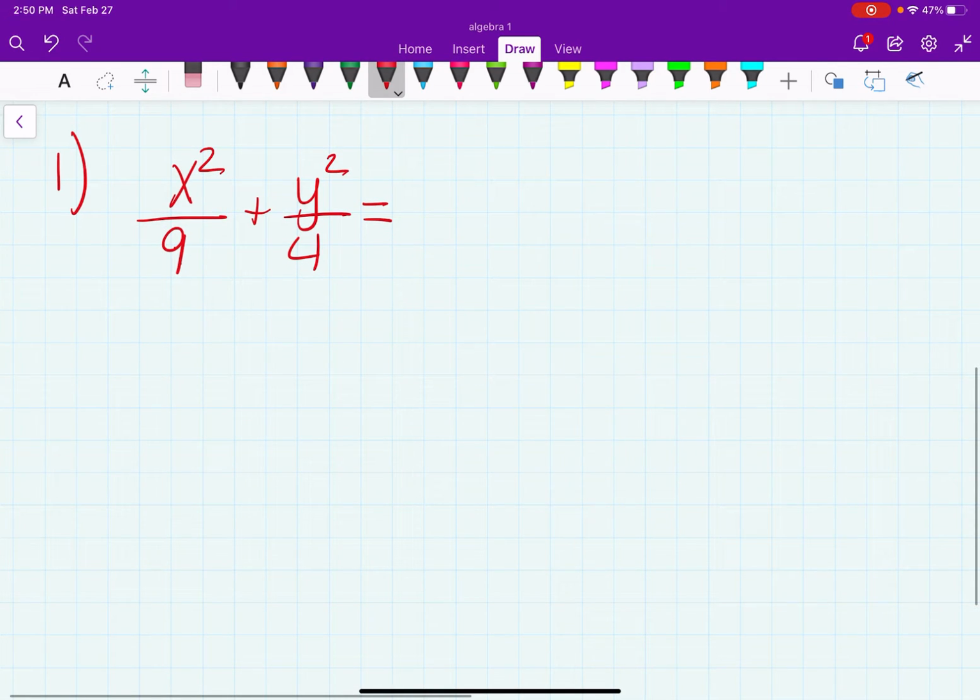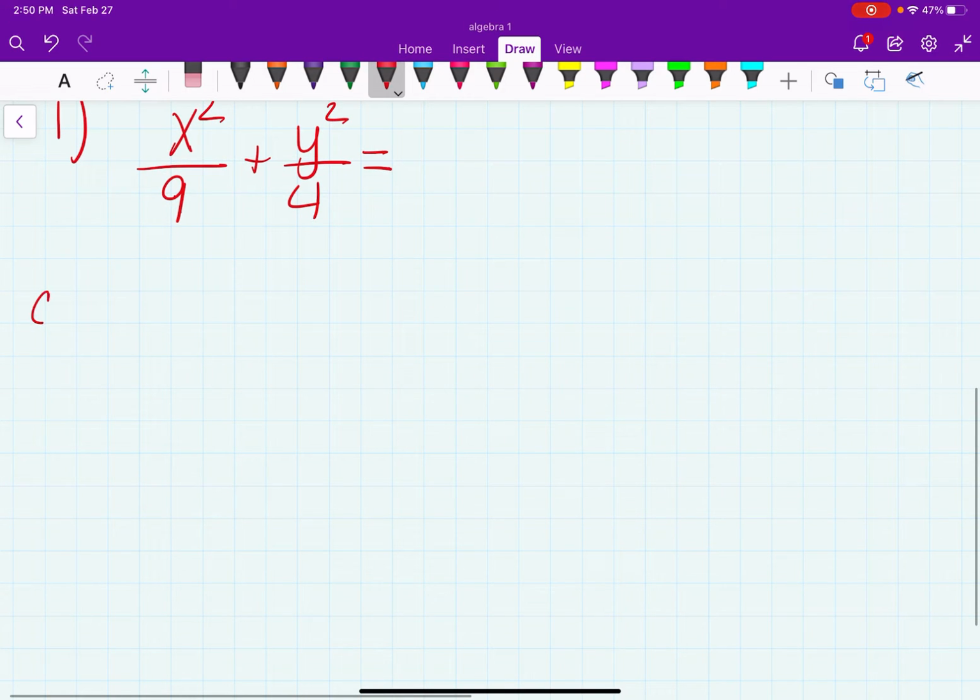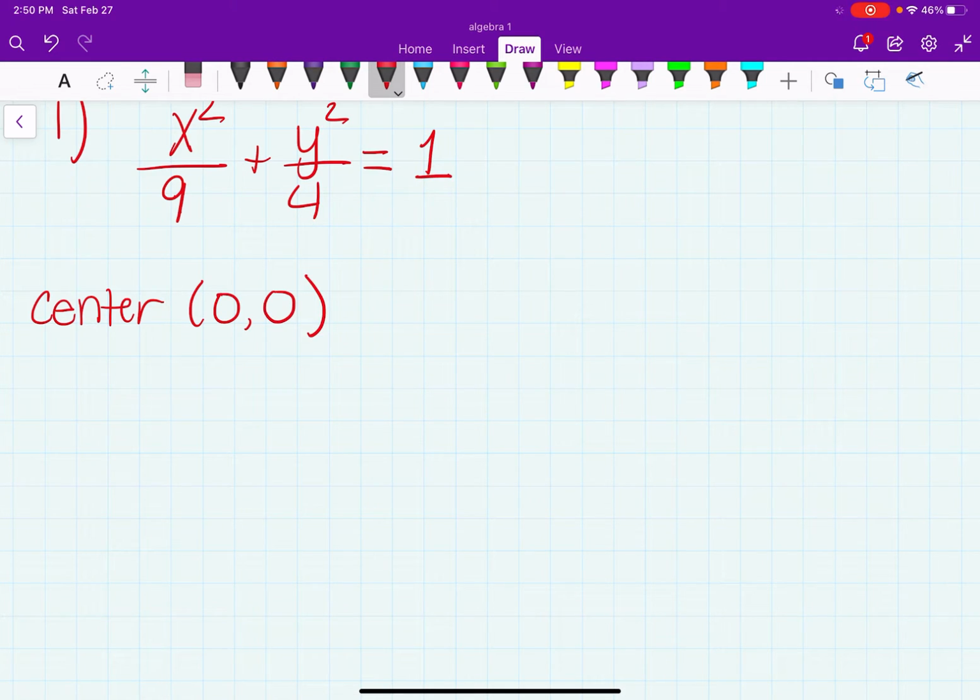It means there's no number with the x and the y on the top, so our center is 0, 0, because there's no number up there with them. Now here's how I decide my major and minor. I look for my major axis. It's as easy as this: which number's bigger? 9. What's it under? X. That's my major axis. Does that make sense? What's my biggest number in the denominator, 9 or 4? Well, 9 is. Since it's under the x, x is my major axis.